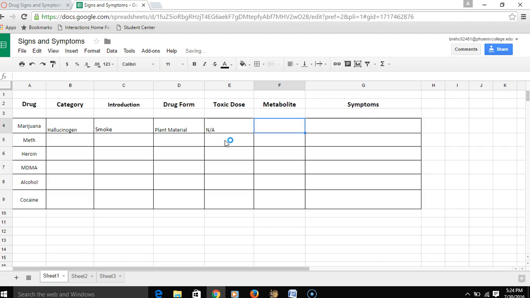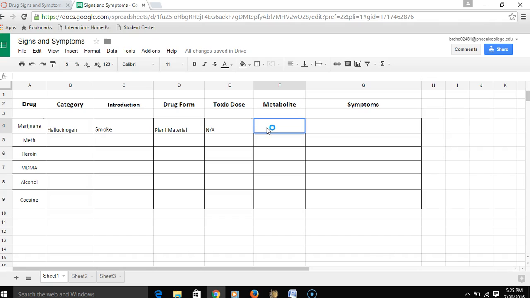Now, metabolite. What do we mean by metabolite? Well, like most things that you put in your body, it typically changes or metabolizes the substance. For example, when you eat things like starches, let's say breads or potatoes, one of the first things that happens is your body begins to break down those starches into simple sugars, which are then more easily absorbed into your bloodstream. Oftentimes when we consume drugs, as soon as we put the drug in our body, the body begins to change it into something else. And what the body changes it into is referred to as a metabolite.